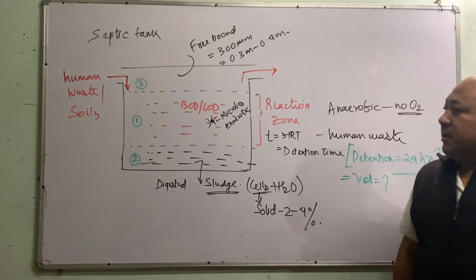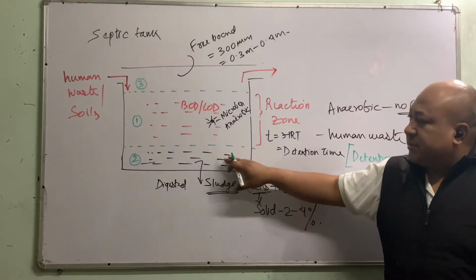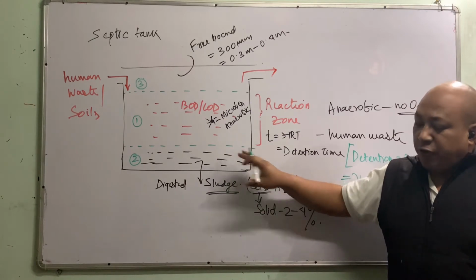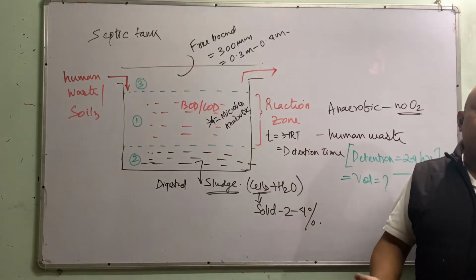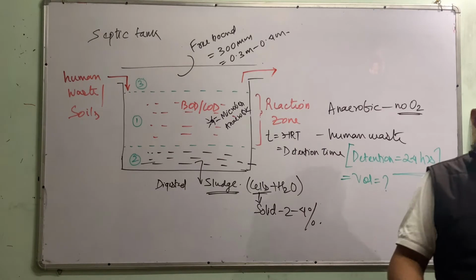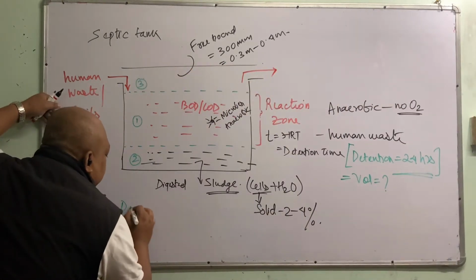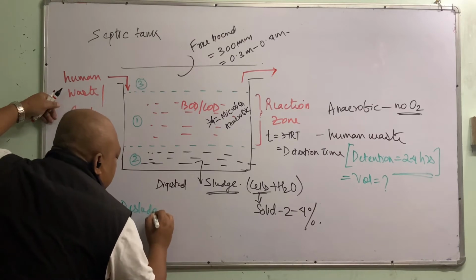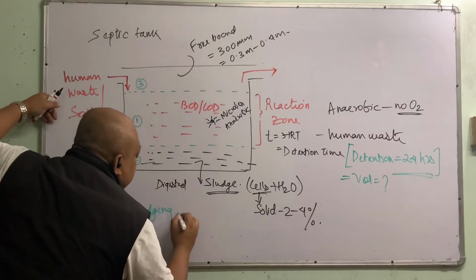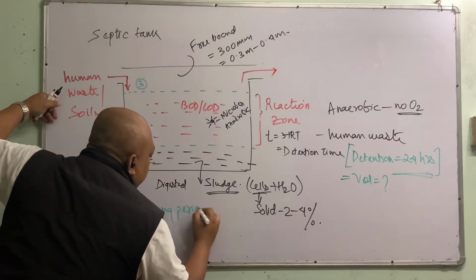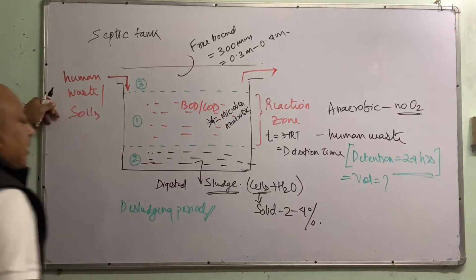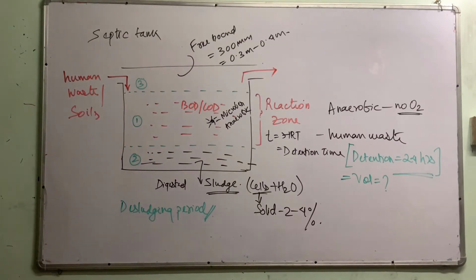Second thing, what should be the volume of this? The volume of this means you can decide whether you want to keep it for 1 year, 2 years or 3 years. That is called the desludging period. Desludging means we are going to remove the sludge.